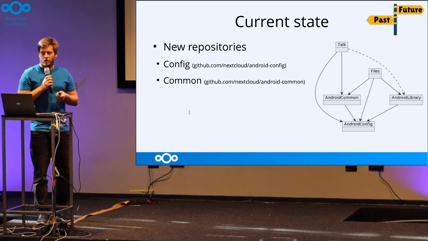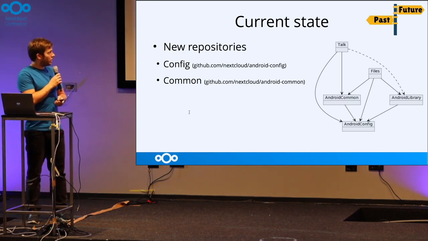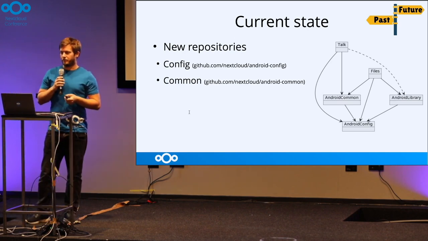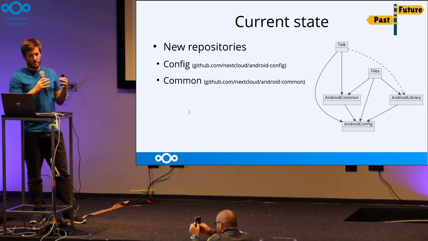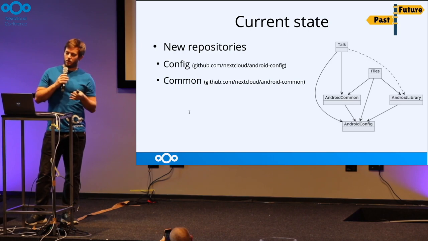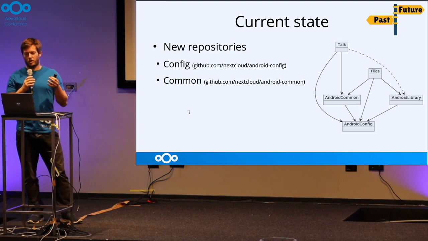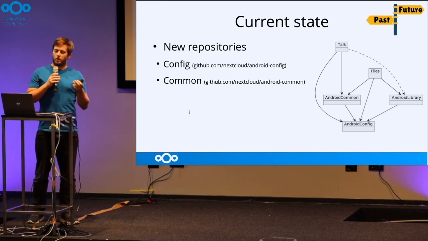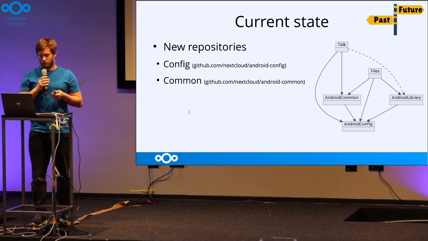We also have now had the idea to create repositories where we extract common code or common configs. And you can see here on the right a small graphic which Alvaro, one of our Android developers, created, where you can see the whole concept and the idea behind it. So that everything like Talk and Files is using Android Library, which is for communication to the server, Android Common, which should then contain all our UI, UX stuff, common code, and Android Config is for the configuration part, which I will show you now.